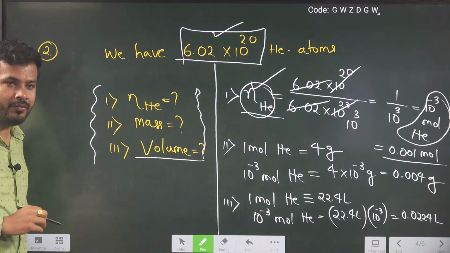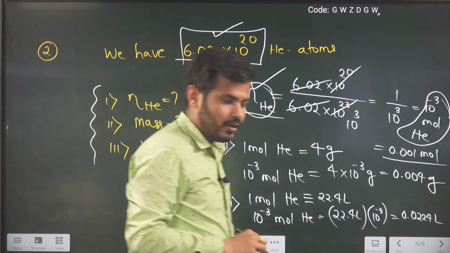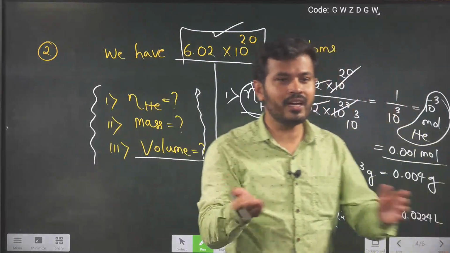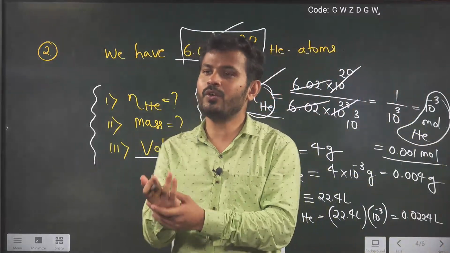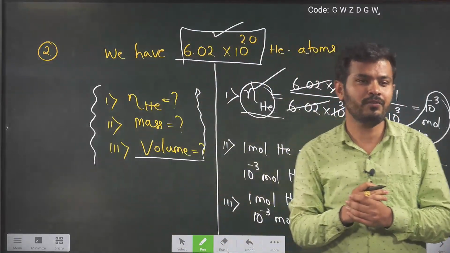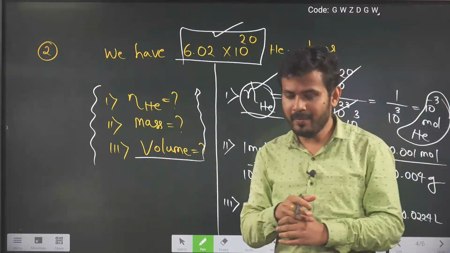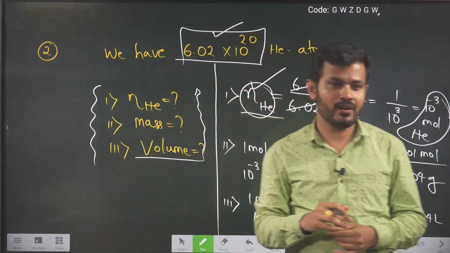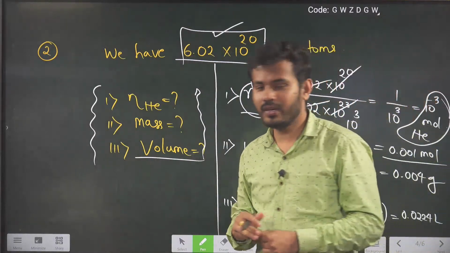Why only 22.4? That is an experimental thing. We have experimented at STP condition. Whatever gas you are taking, if you take 1 mole of the gas, the volume is going to be 22.4 liter. And this experiment was conducted by the great scientist Avogadro. Now you see the next question.